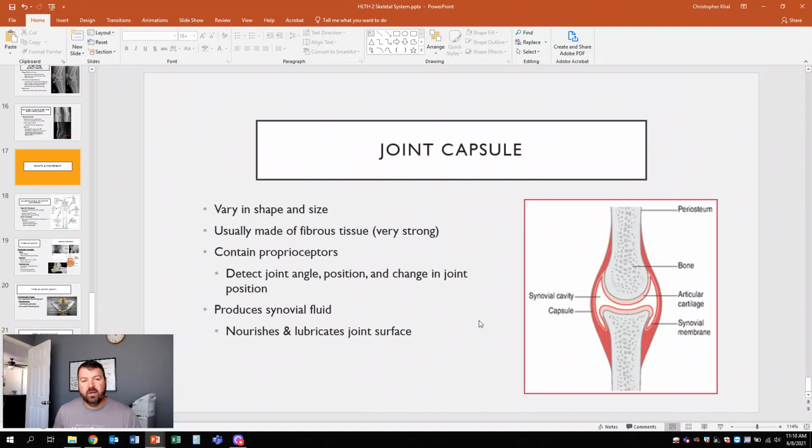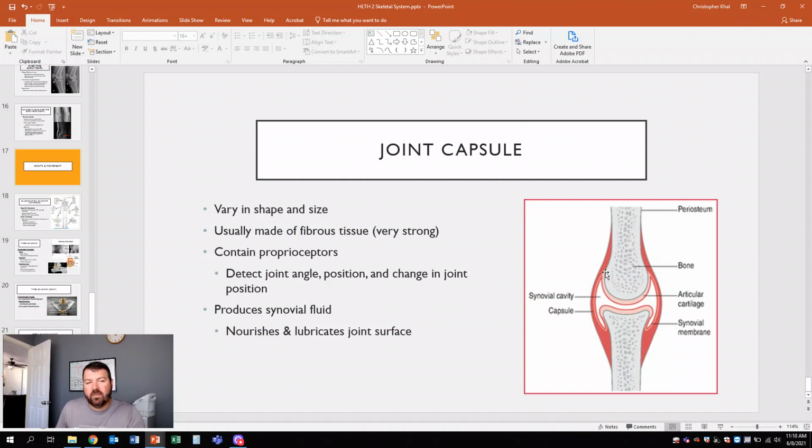A little bit more on the joint capsule. It can vary in size. It's made of fibrous tissue, which is very, very strong. It contains a lot of proprioceptors, which are different kinds of nerves, if you will, that help dictate joint angle, positioning, temperature changes, and so forth, and pain as well.